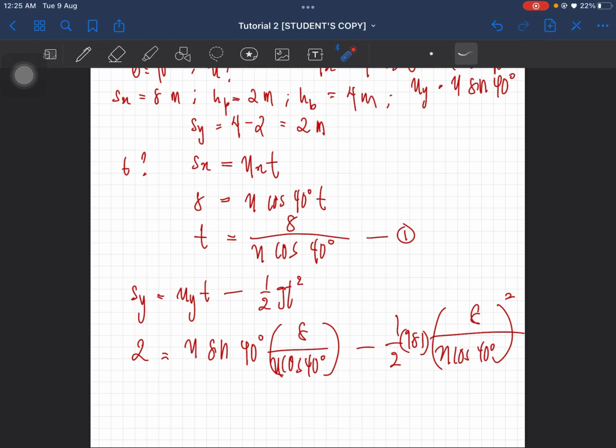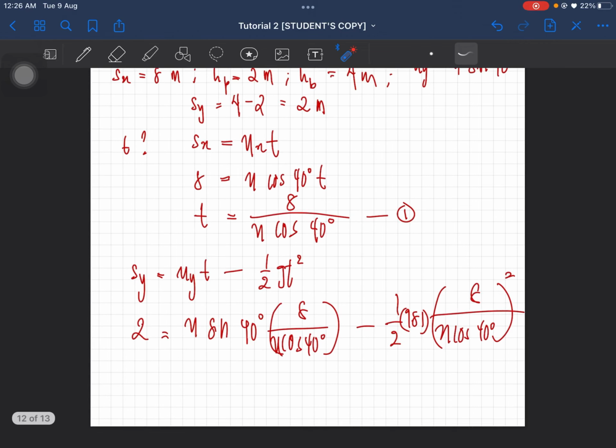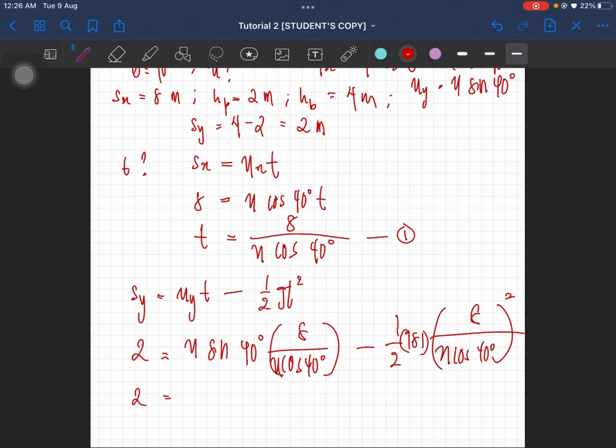Sine over cos should give tangent, right? Wait, let me just double check. Tangent is equal to sine over cos. Right, everybody? I think so. Yes, correct. So I'm just going to try to simplify this for you. So here we can cancel U with U. So we have 8. If I'm not making any careless mistake, if it's wrong just let me know. Right? So this is 8 over the whole thing also.